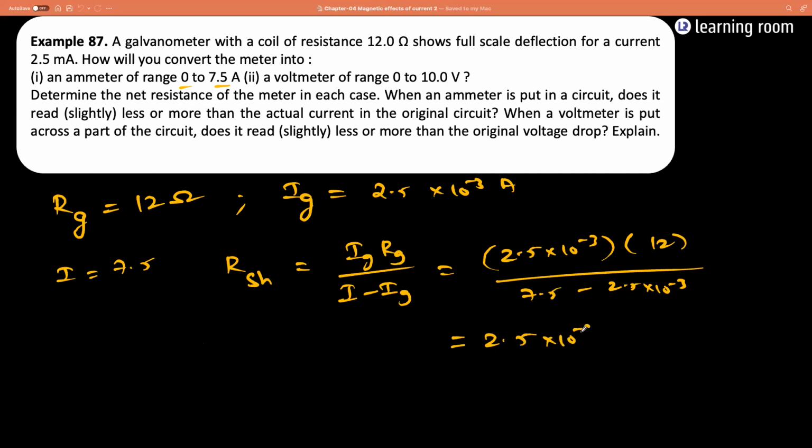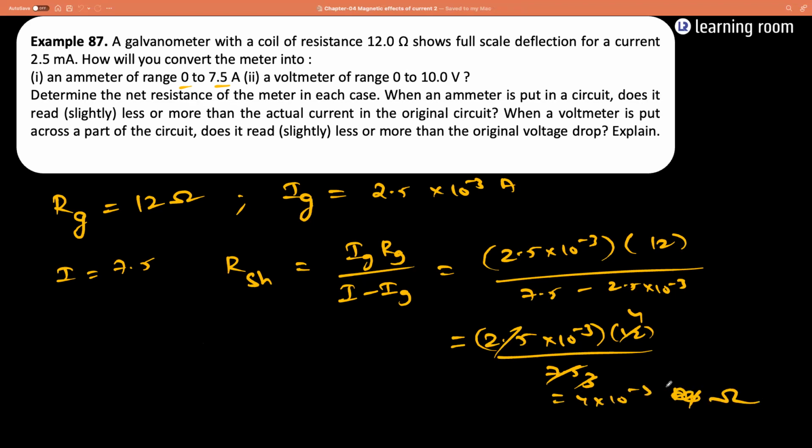So 2.5 into 10 power minus 3 into 12 divided by, if I approximate it to 7.5, this will go 3 times, this will go 4 times. So 4 into 10 power minus 3 ohm is what we need to connect. So by connecting a resistor of 4 into 10 power minus 3 ohm in parallel to the galvanometer, we'll convert it to an ammeter. So can you guys calculate the series resistance and tell me?